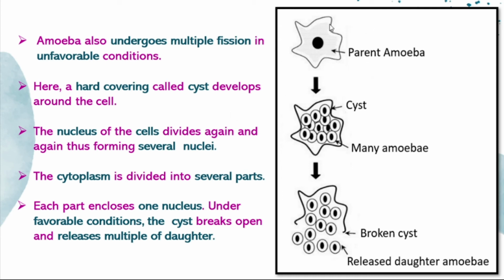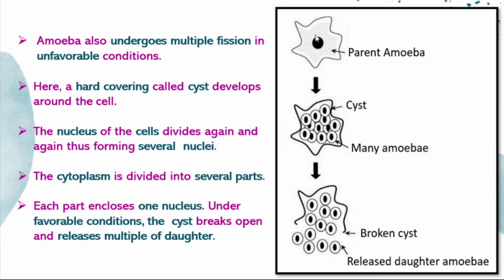What happens? The outermost layer forms a covering called a cyst. Here a hard covering called a cyst develops around the cell. When the condition is unfavorable, the amoeba is surrounded by a hard covering called a cyst. The nucleus of the cell divides again and again, thus forming several nuclei. A hard covering layer is formed, called the cyst.